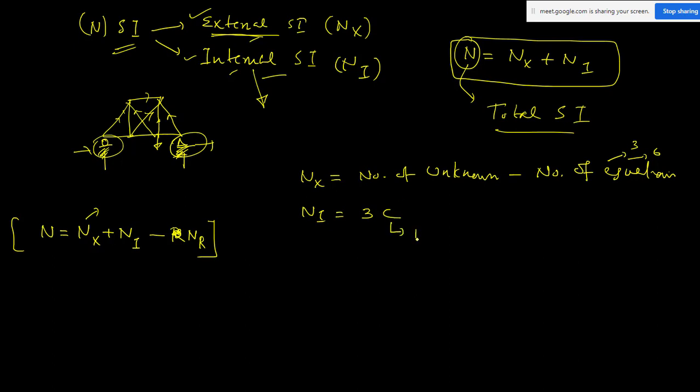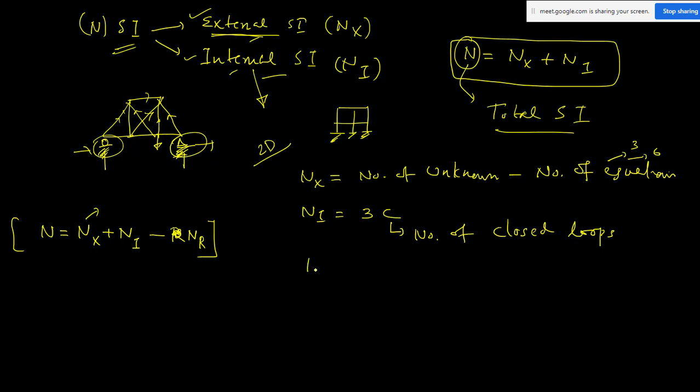I think I will explain with the help of a frame, but you can use this equation for frames and beams, everywhere, and not for the truss. You can apply it for a frame like this portal frame structure. The term ni is 3 times c, where c is the number of closed loops in the structure. Maybe I will explain how it is coming. Now I am explaining for 2D structures only.